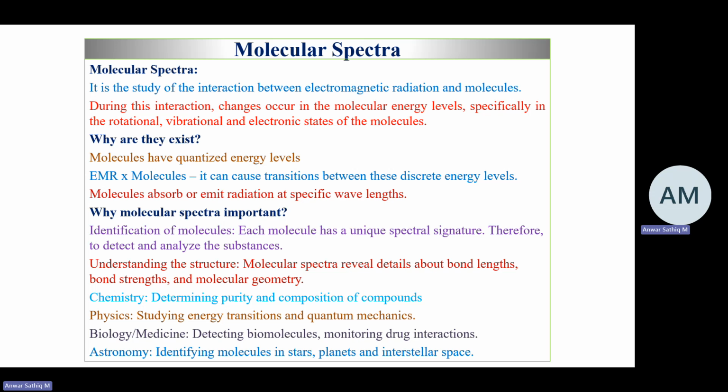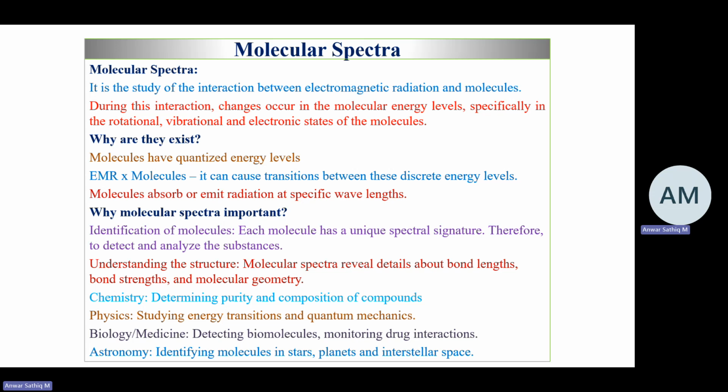Molecules have quantized energy levels, namely translational, rotational, vibrational, and electronic. When electromagnetic radiation interacts with molecules, it causes transitions between these discrete energy levels. As a result, molecules absorb or emit radiation at specific wavelengths. Then we get molecular spectra.